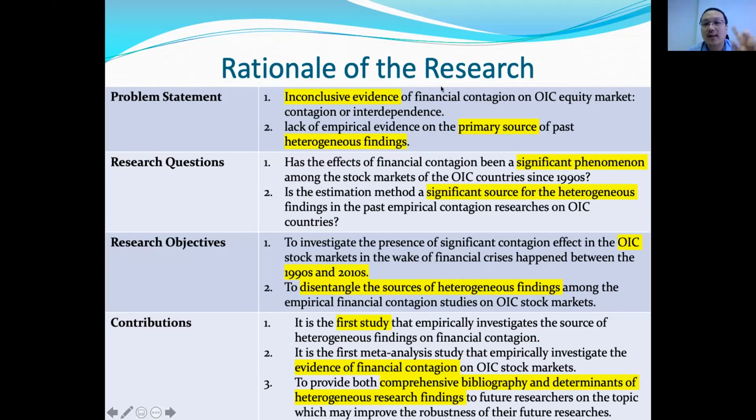For me, when I looked into the articles on the subject, it tended to have inconclusive evidence, which means it's not so sure whether financial contagion is significantly present in OIC countries or not. Second, the results are different, and the study designs are also very different. Some look into only Malaysia and Indonesia. Some look into GCC. Some look into the Islamic stock market index, which is just a proxy of the index. So the study designs are also different. So is it because of this study design difference that results in these different findings? That triggered my interest in studying financial contagion in OIC countries using meta-analysis.